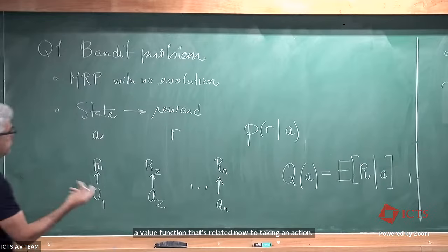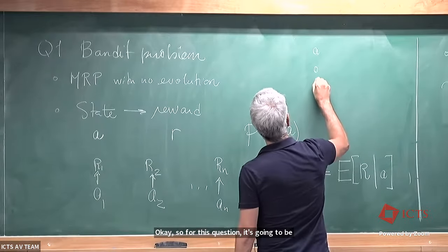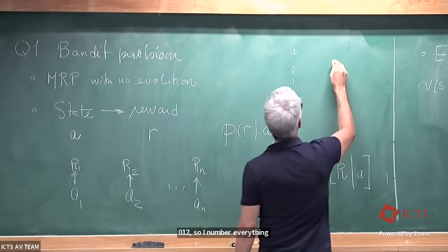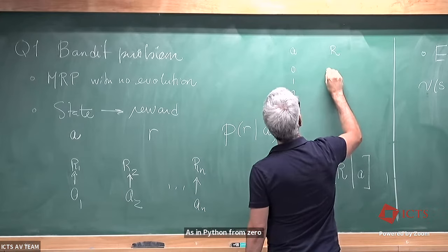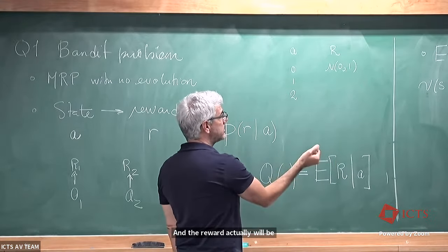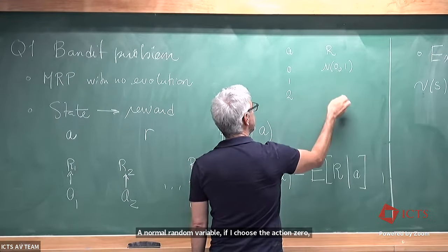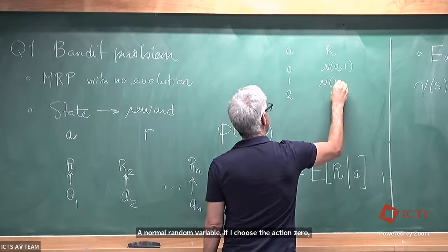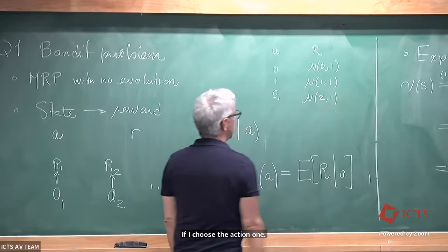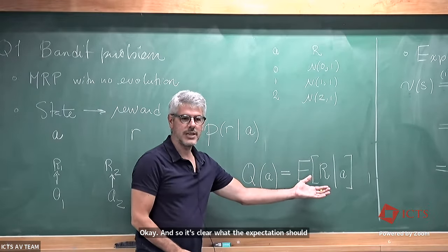Okay, so for this question, it's going to be easy. I'm going to have 3 actions: 0, 1, 2. So I number everything as in Python from 0. And the reward actually will be a normal random variable. If I choose the action 0, it's going to return something at random, Gaussian distributed with the mean 0. If I choose the action 1, it's going to give me a different Gaussian. Okay, and so it's clear what the expectation should be according to each of the actions.